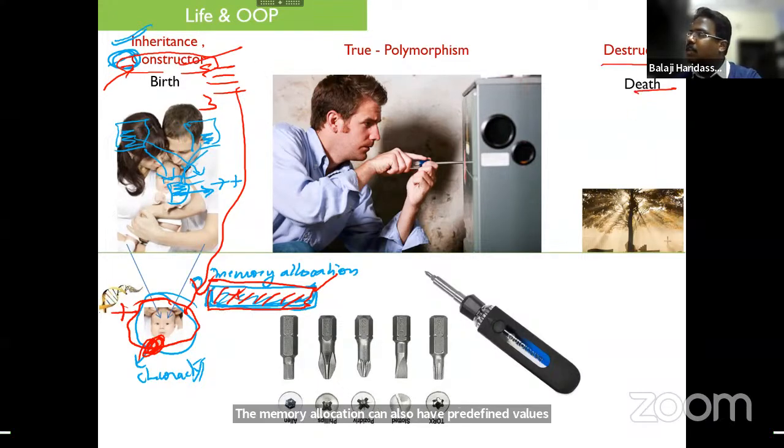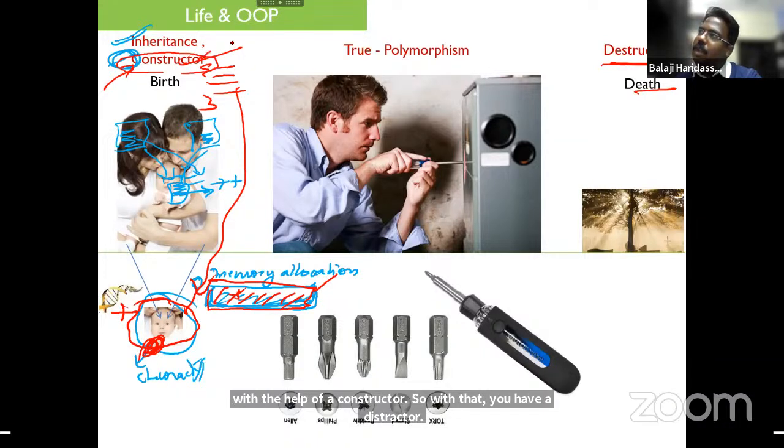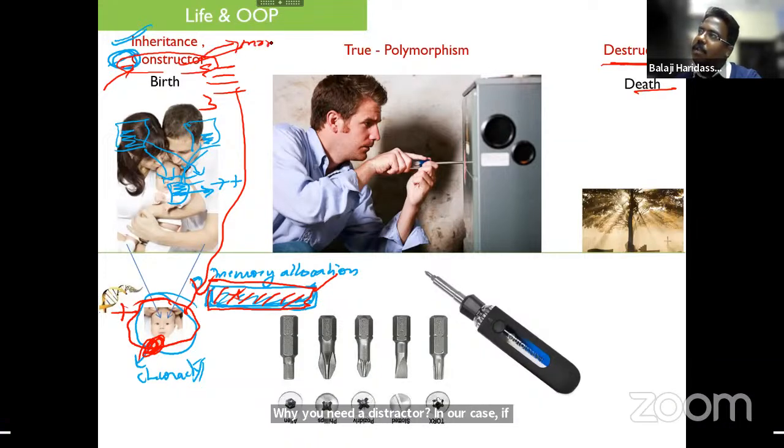Similarly, for death, you have a destructor. Why do you need a destructor? In our case, if in the constructor you are creating some memory, at the time of death the destructor is automatically called, and the memory can be deallocated here. Okay, is it clear? So that is why you need to have a destructor.